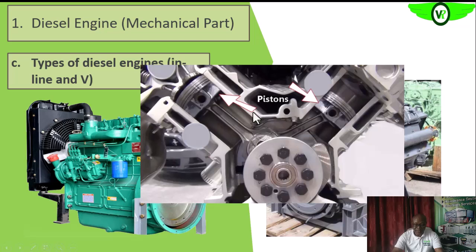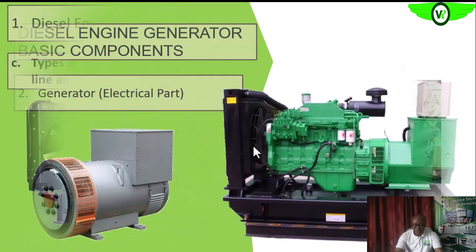So the function is the same thing: convert the energy that is contained in the combustion product into translational motion, that is transferred by the connecting rod to the crankshaft, which will now convert it into rotating mechanical motion. So this is the V engine, and that is the inline engine. That's as much as we will take on that.